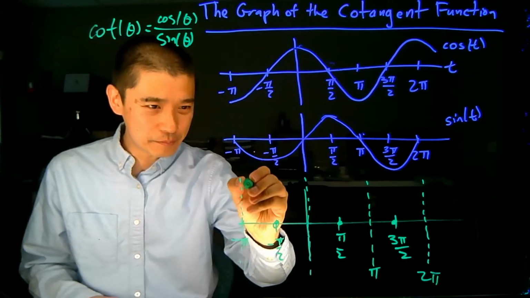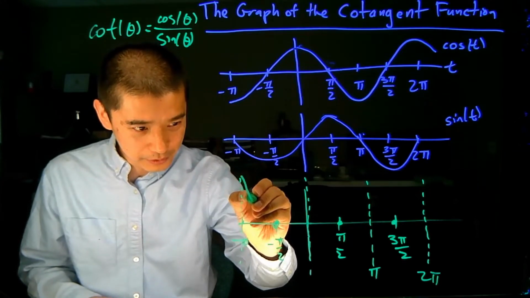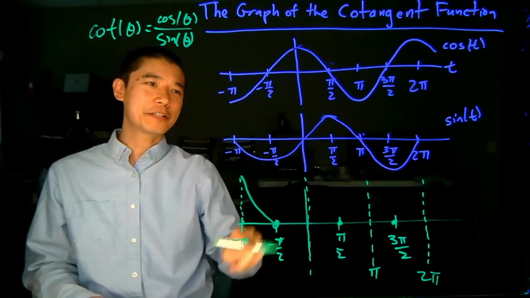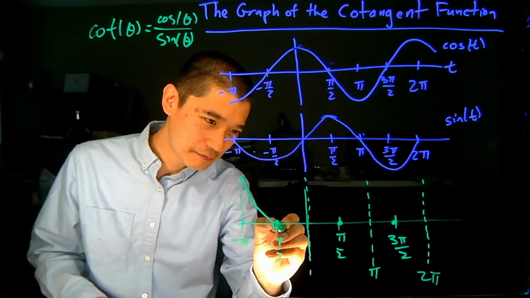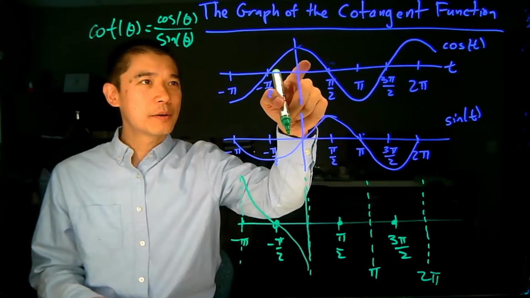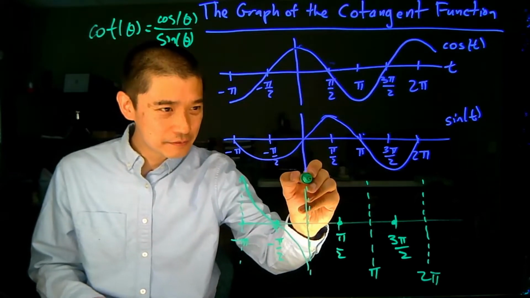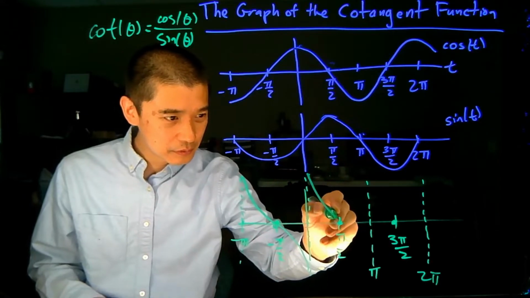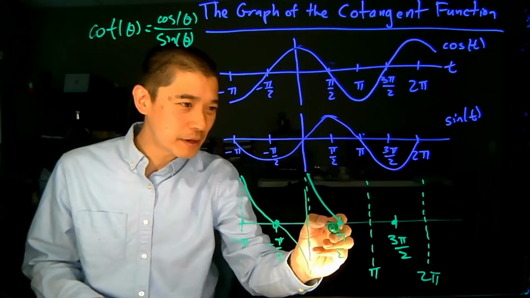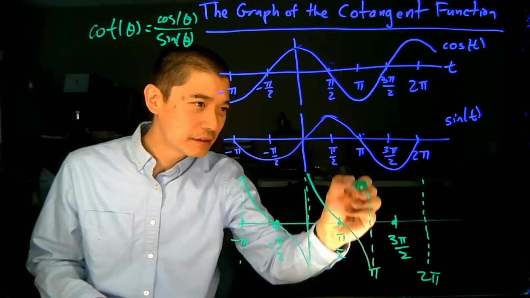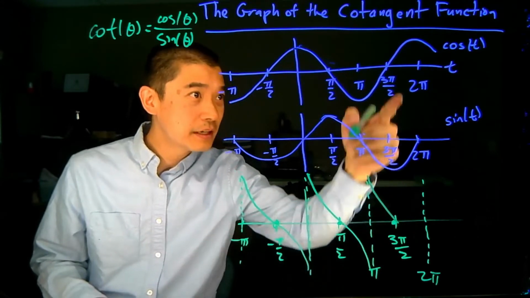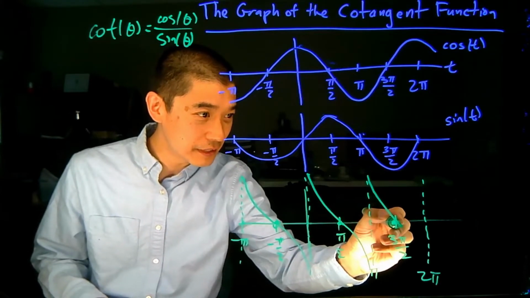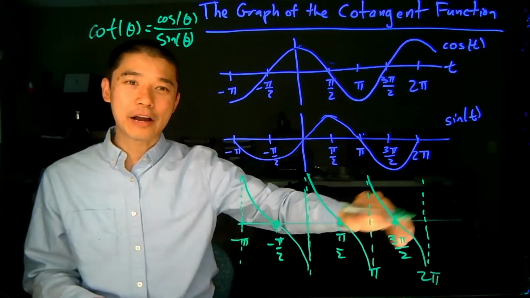Negative over negative is positive, so it's going to be approaching that asymptote in the positive direction. Then we have positive over negative, which is negative, comes down this way. Positive over positive, negative over positive is negative. And if we do it one more time, negative over negative is positive, and then positive over negative is negative. And this is the graph of the cotangent function.